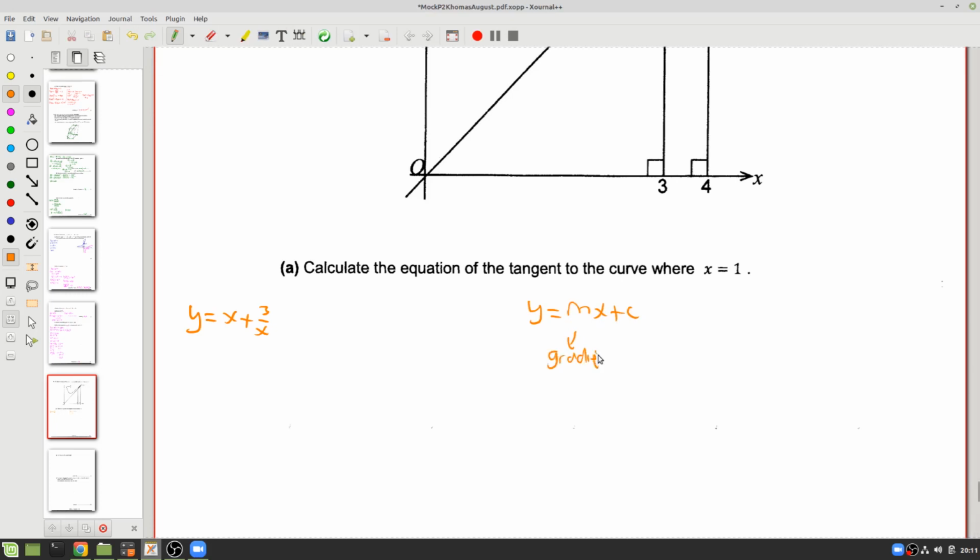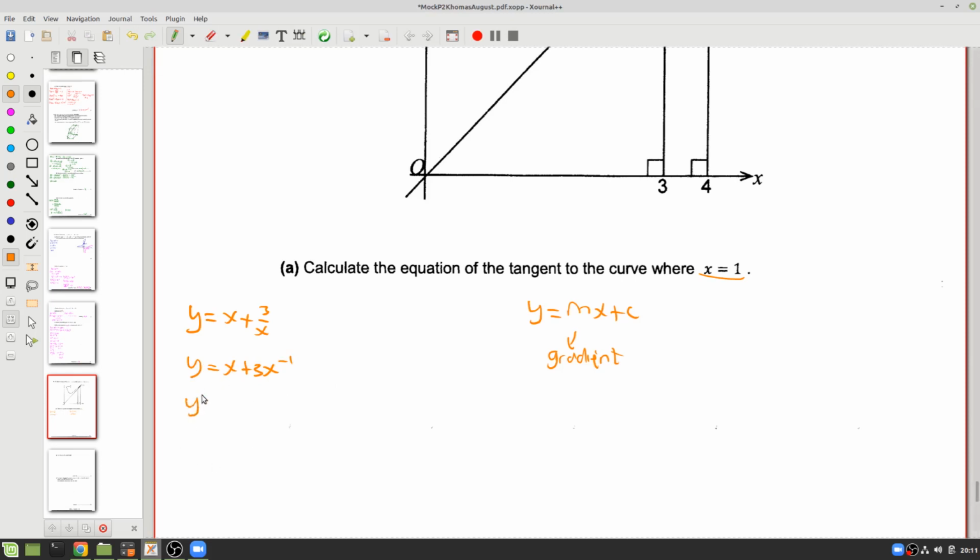Now to find this m, the gradient: we know the gradient of a tangent to the curve at the point where they touch is the same as the gradient of the curve at that point. So to find m, we need to find the gradient of this curve when x equals 1. To find the gradient, we need to differentiate. So let's first rewrite this as x plus 3x to the power negative 1, bringing the x up, because that polynomial form is much easier to differentiate.